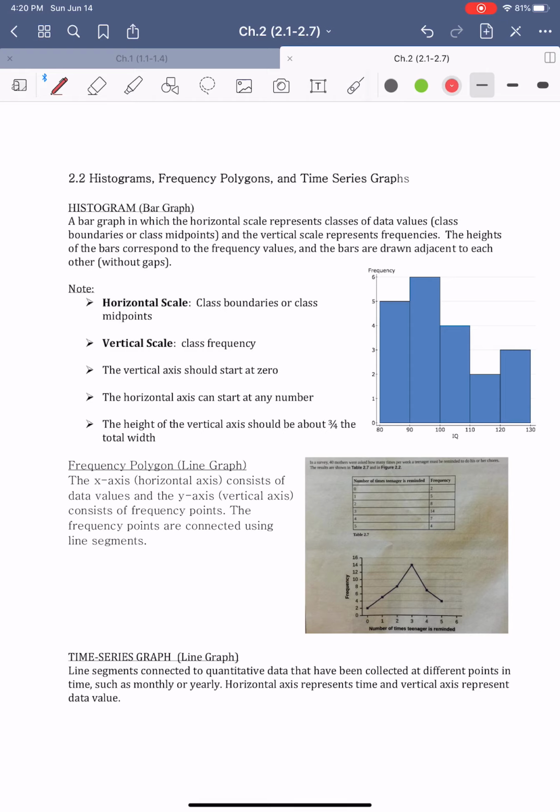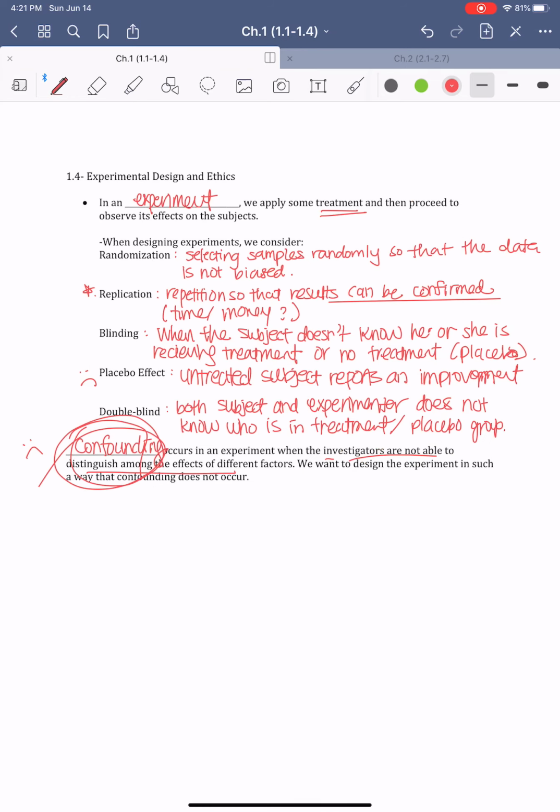Histogram, frequency polygon, and time series graph. These are the additional graphs that you can make with the data. Histogram is a type of bar graph in which the horizontal scale represents the classes of values, and the vertical scale represents the frequency. The height of a bar corresponds to the frequency value, and bars are drawn adjacent to each other without a gap. In chapter 1, I'm going to pull out chapter 1 notes.